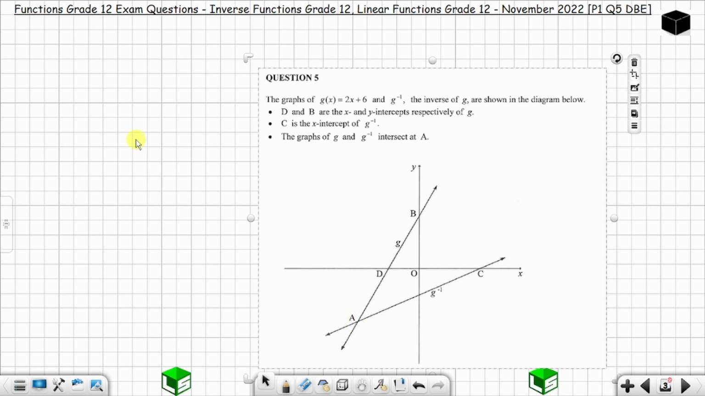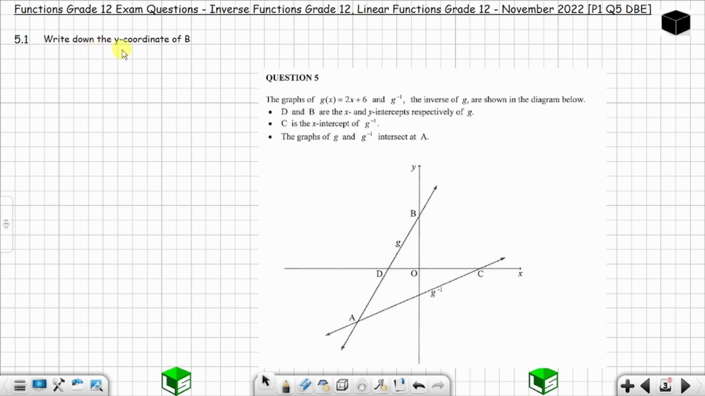Now question 5.1: write down the y-coordinate of B. The question is 1 mark. There is the point B. So you need to write down the y-coordinate of B. The point B lies on the graph of g. You can see the equation of g is 2x plus 6, so it is given in the form mx plus c. So this is a linear function.